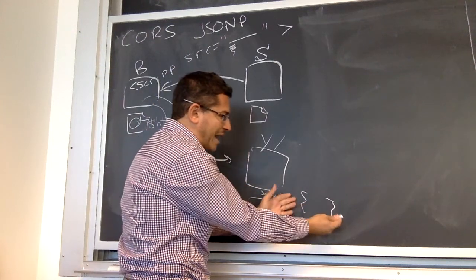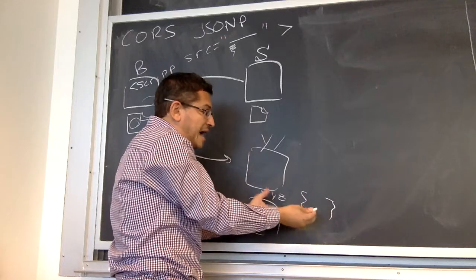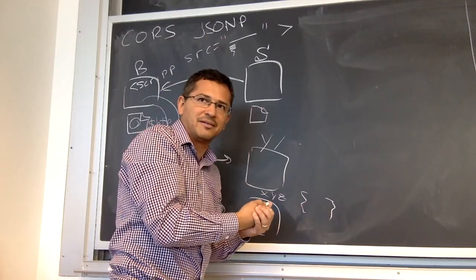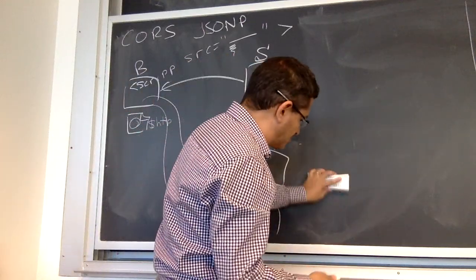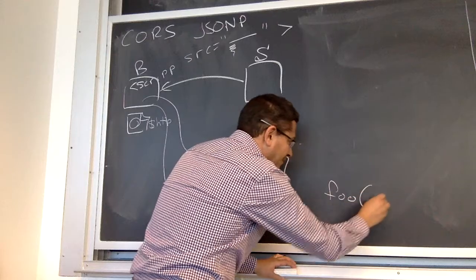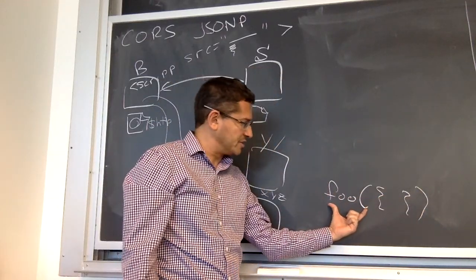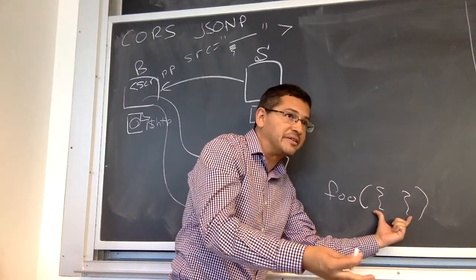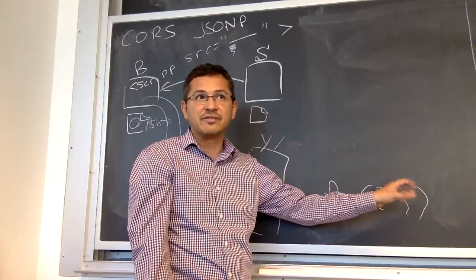Now a bracketed JSON object is not a valid JavaScript file. So to convert it into a valid JavaScript file, it adds a function name, say foo. It appends the name of a function, then the data that you really wanted, and then a parenthesis at the end. This is a valid JavaScript file.